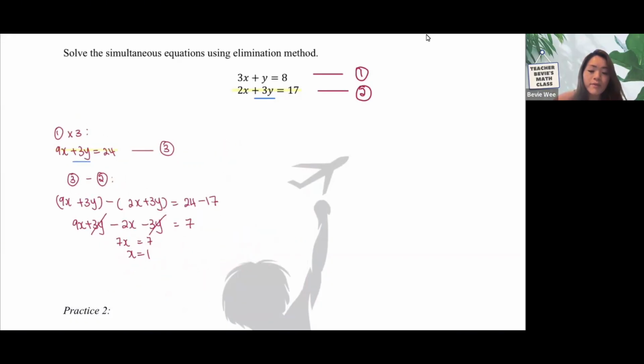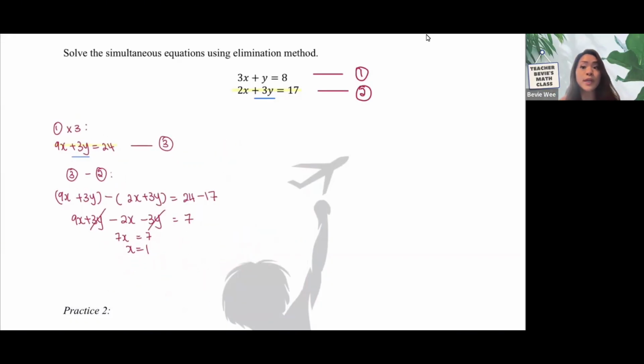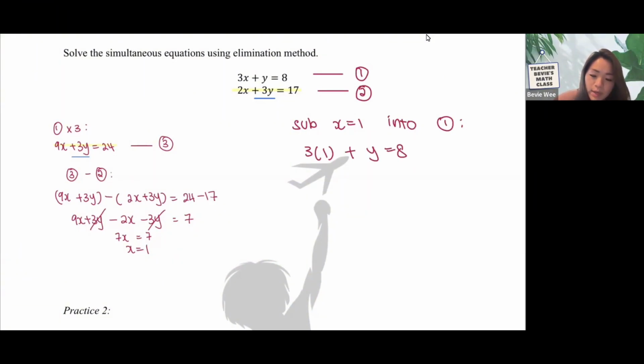All right. So now that I've found one unknown variable x, don't forget you still have one more unknown variable y to find. You can sub it into any of the equations. It can be either 1, 2, or 3. And I'm going to go with subbing x equals 1 into equation 1. I'll get 3x, which is 1, plus y equals 8. y equals 8 minus 3, which gives me 5. All right. So now I found both unknown variables of x and y.